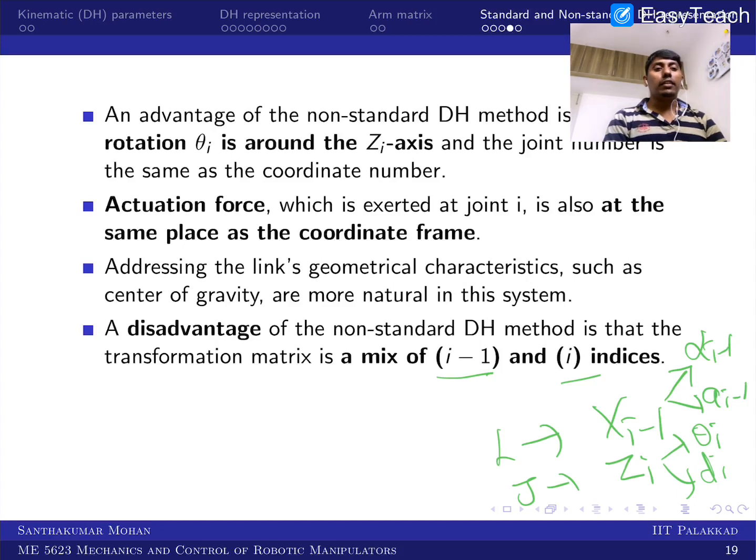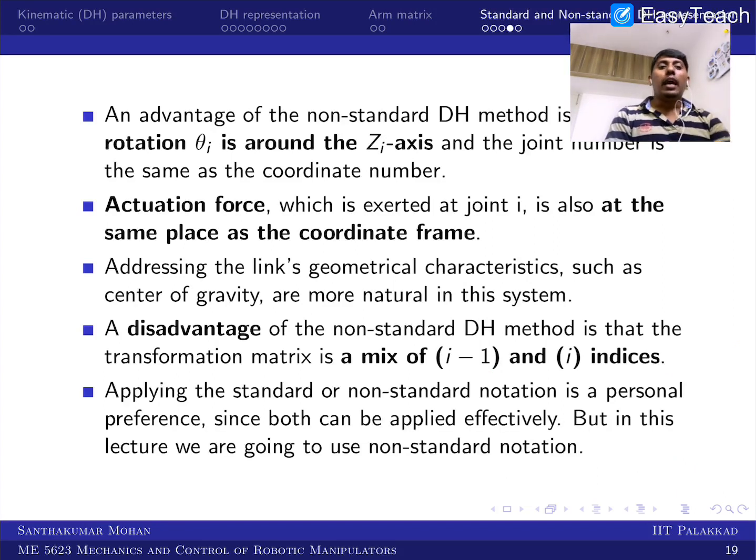So these are the things, and you can actually take it forward. As I already told, applying the standard or non-standard notation is a personal preference, but both are effective. But in this lecture, or in this course, we are going to use only non-standard notation. So if you have any queries on the standard notation, you can definitely write, because most of the textbooks would be having the standard form of notation or standard form of representation. Please don't get confused.